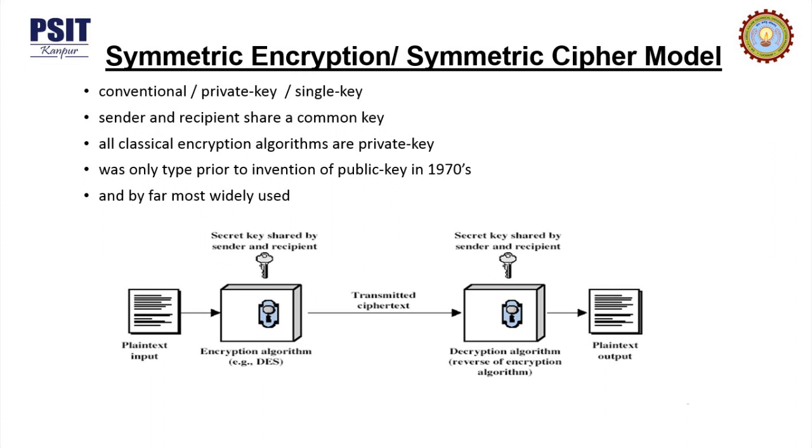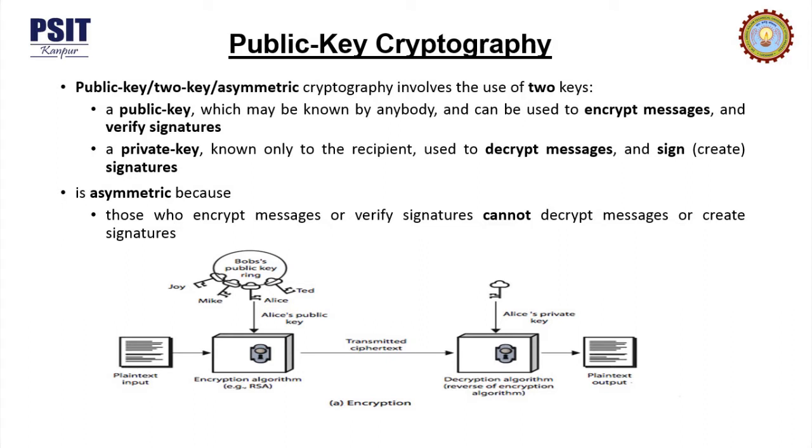In public key cryptography, or asymmetric key cryptography, we use two types of keys: a public key and a private key. The public key may be known by anybody and can be used to encrypt messages and verify signatures. A private key, known only to the recipient, is used to decrypt messages and to create signatures. It is also known as asymmetric because those who encrypt messages or verify signatures cannot decrypt messages or create signatures.